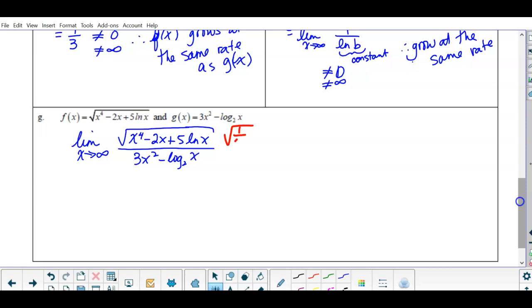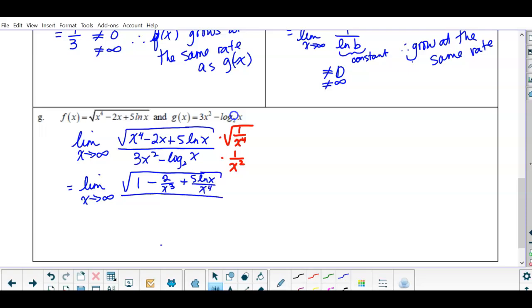multiply by 1 over x to the 4th square rooted, which is equivalent to 1 over x squared. So if I do this over this, I'm not changing anything. I'm basically multiplying by 1. They are equivalent. So then I'm going to have 1 minus 2 over x cubed plus 5 ln x over x to the 4th, over 3 minus log base 2 of x over x squared.